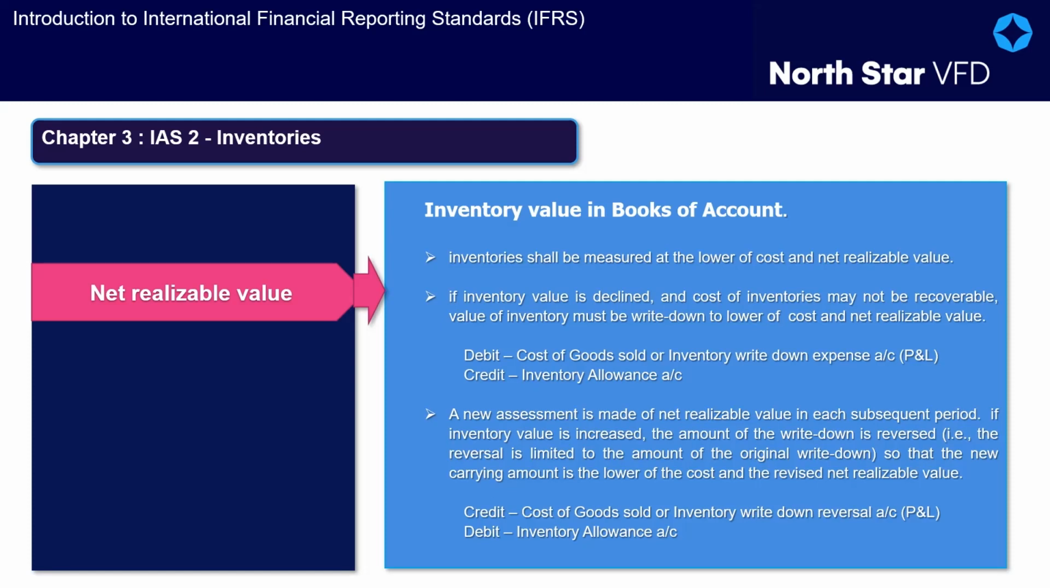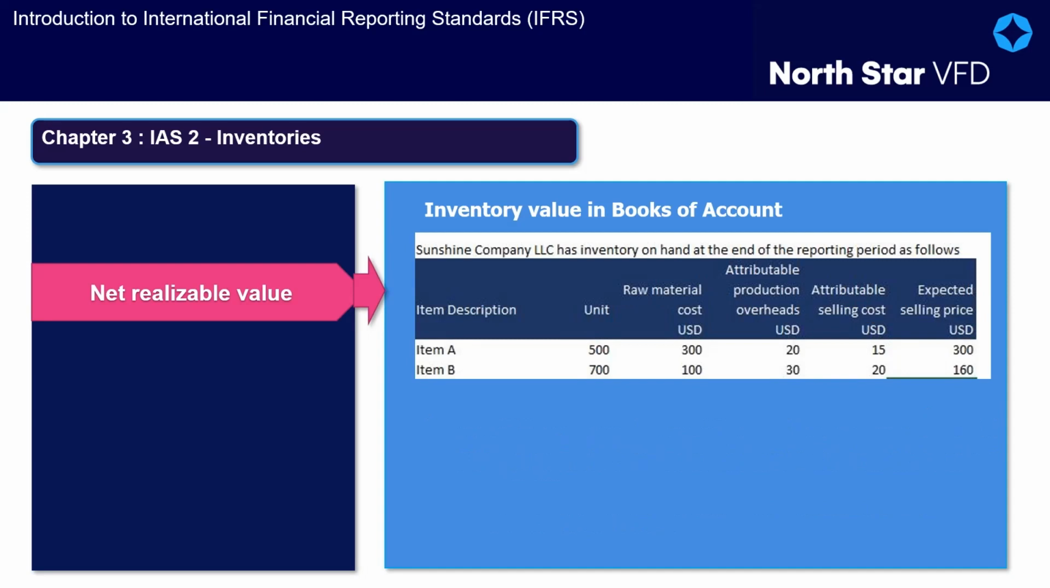Accounting entries for reversal of write-down of inventory. Debit, inventory allowance account. Credit, cost of goods sold account or inventory write-down reversal account, a P&L account. Lower of cost and net realizable value, how inventory value is presented in the balance sheet, and an illustration.